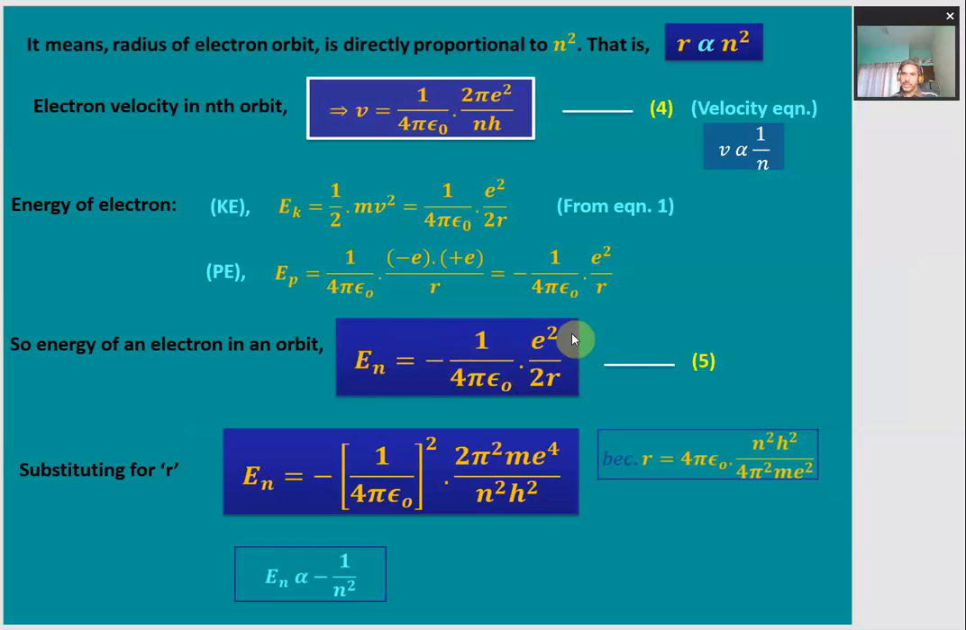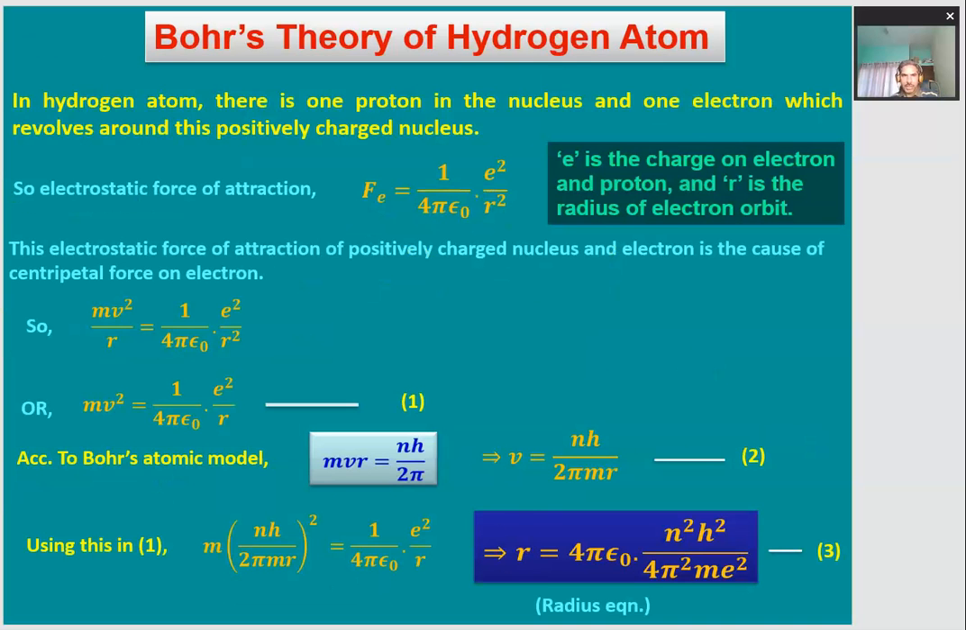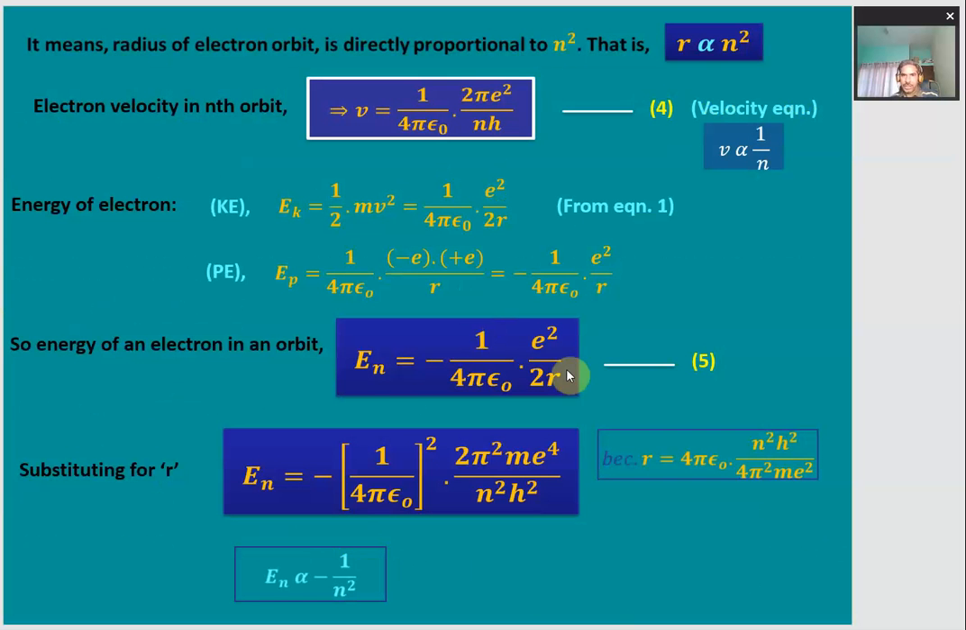Now we can substitute the value of r so that we can express the energy of any orbit in terms of its principal quantum number. For this, we substitute the value of r from here into this equation and make some calculations.